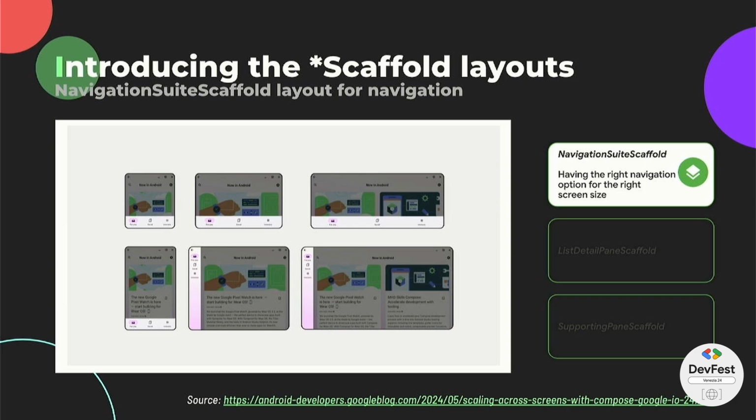The Navigation Suite Scaffold is to do with the type of navigation that your users will see. If they're on a compact device, you want to see a bottom navigation. If they're on a medium device, you want to see a navigation rail, as I mentioned, or a navigation drawer. So this Navigation Suite Scaffold will add this in automatically for you. You don't have to do much. And I'll show you how I actually added it in.